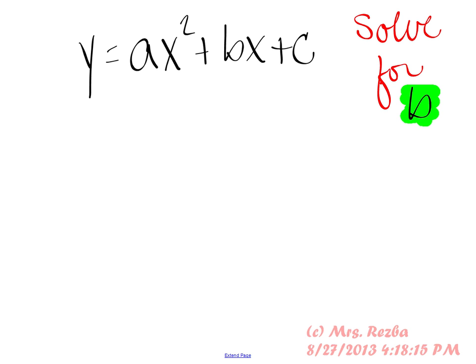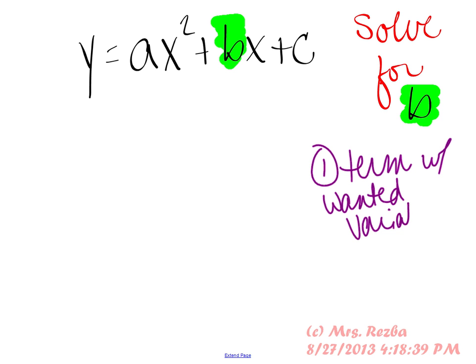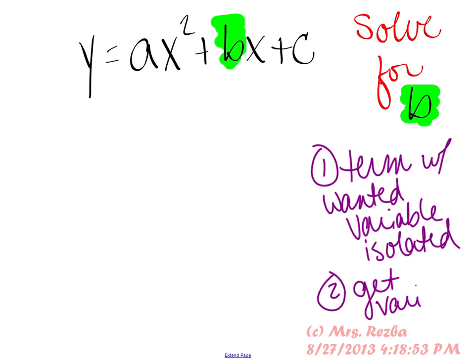I highly suggest that when you're solving a literal equation, you highlight the letter you want to solve for. Here we want to solve for b. Now, the keys to success when solving a literal equation. Number one, you want to get the term with the wanted variable isolated. Remember, isolated means by itself. So we want the term with the wanted variable isolated first. Then we're going to get that variable alone. That's the second thing we're going to do.